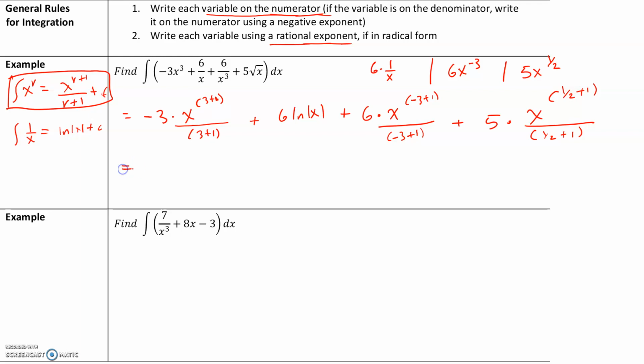Let's simplify all of this. We're going to simplify this in a couple of steps. So we have negative 3x to the 4th divided by 4 plus 6 times the natural log of absolute value of x. Let's not forget the plus c, the constant of integration. Then we have plus 6x to the negative second divided by negative 2 plus 5x to the 1/2 plus 1, that's going to be 3/2. And then 1/2 plus 1, that's going to be 3/2. And we got the plus c.